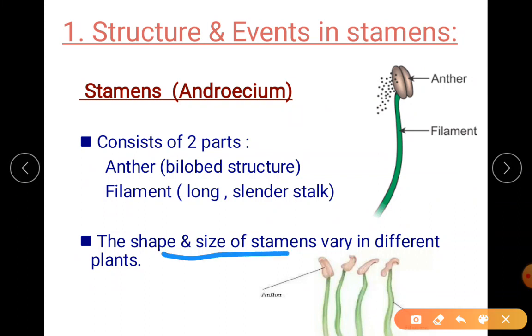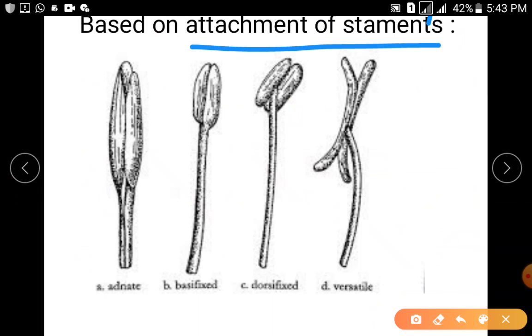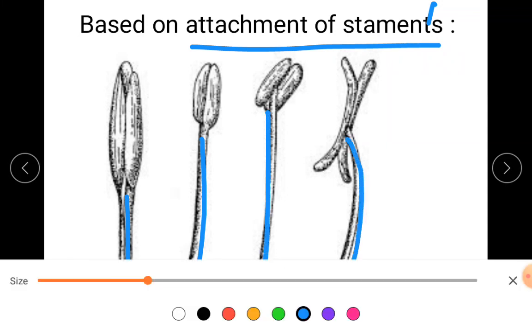The shape and the size of stamens will vary in different plants. So you can observe here. Look at the shape and the size. It is varying in different plants. So based on the attachment of stamens, this is a spelling error, it is stamens. The attachment of filament actually, the filament is only this part. You can just observe the blue part. Okay, observe that.